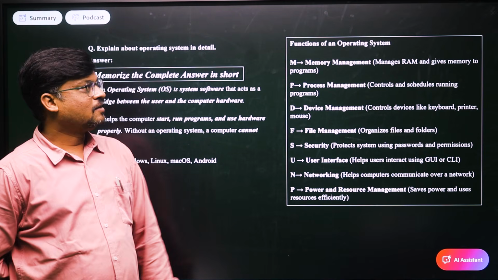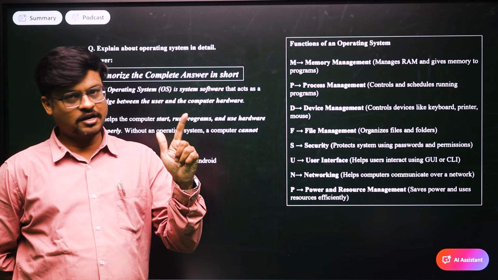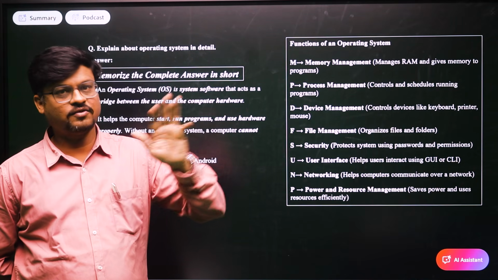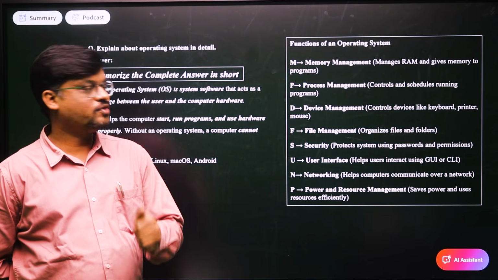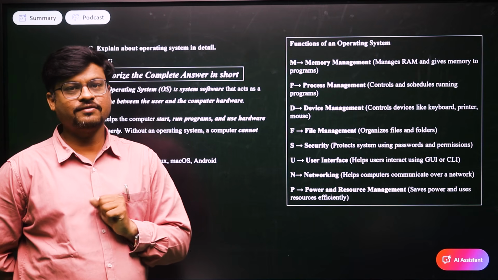So these are the functions of the operating system. We have memory management, process management, device management, file management. Then we have security, user interface, networking, and power saving.